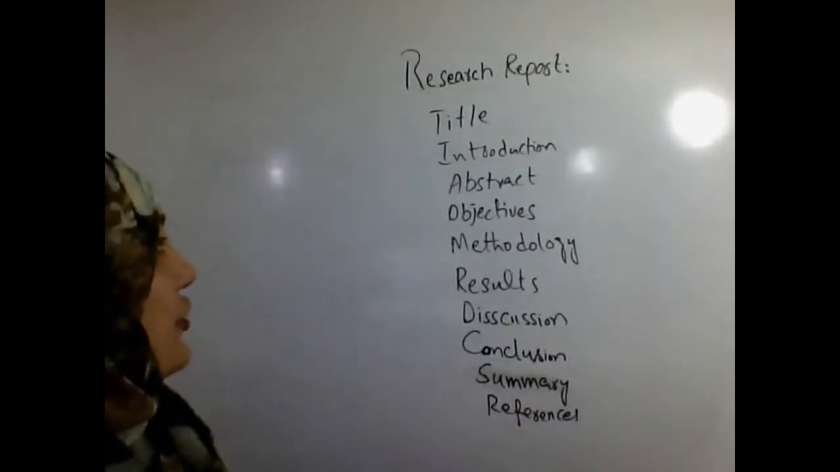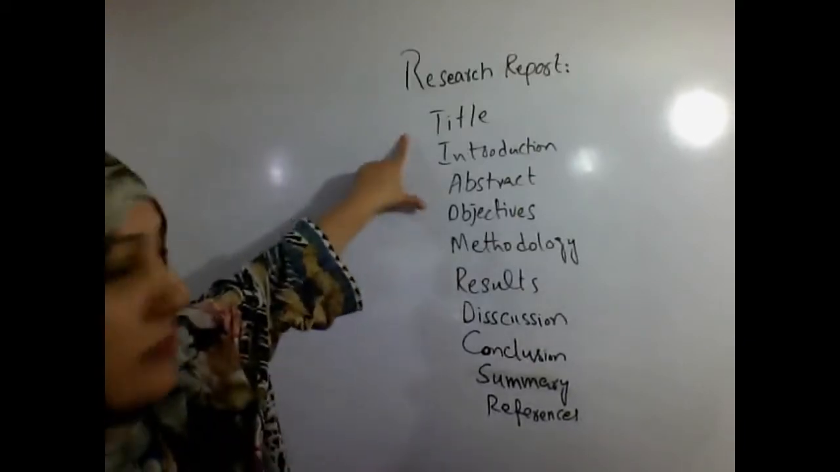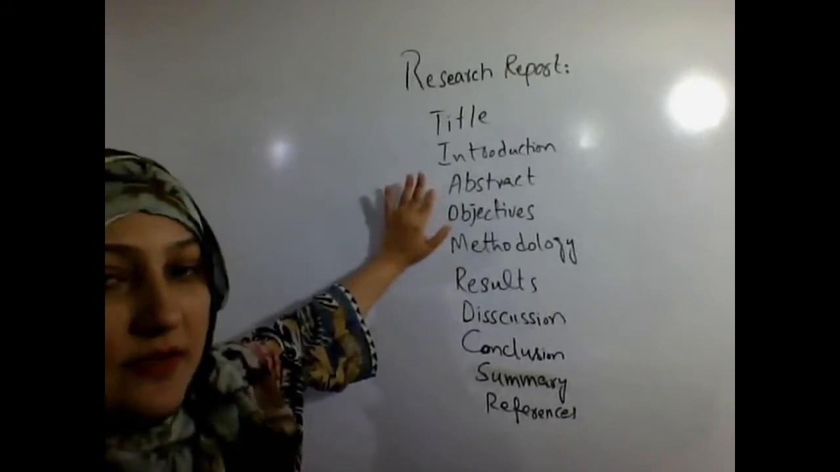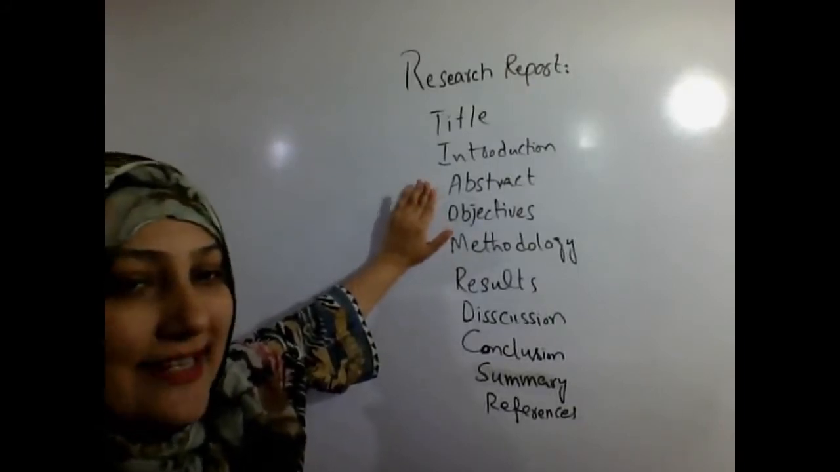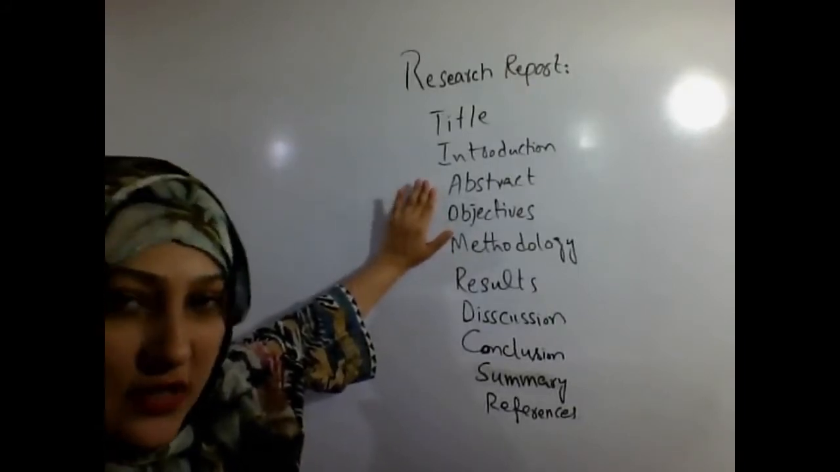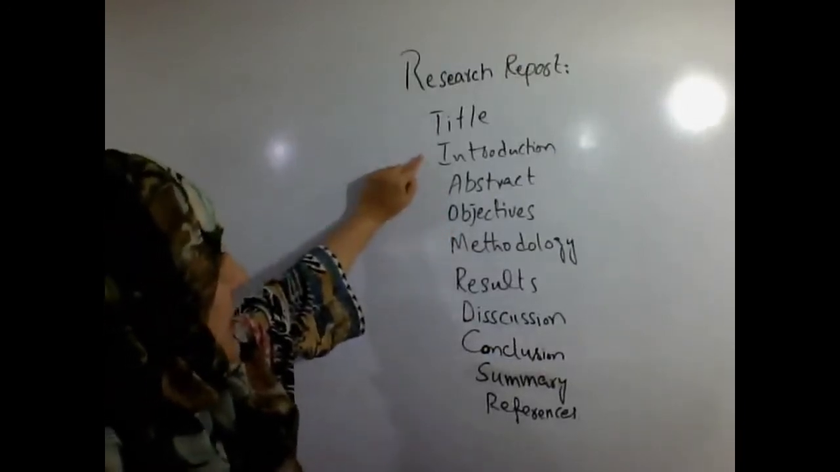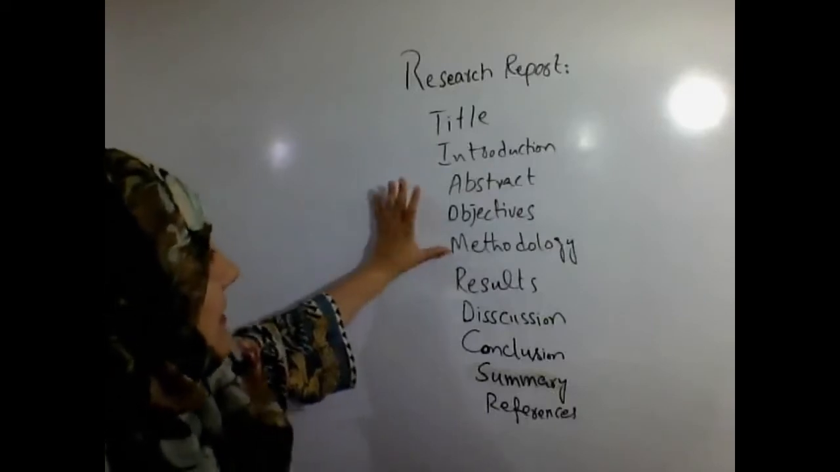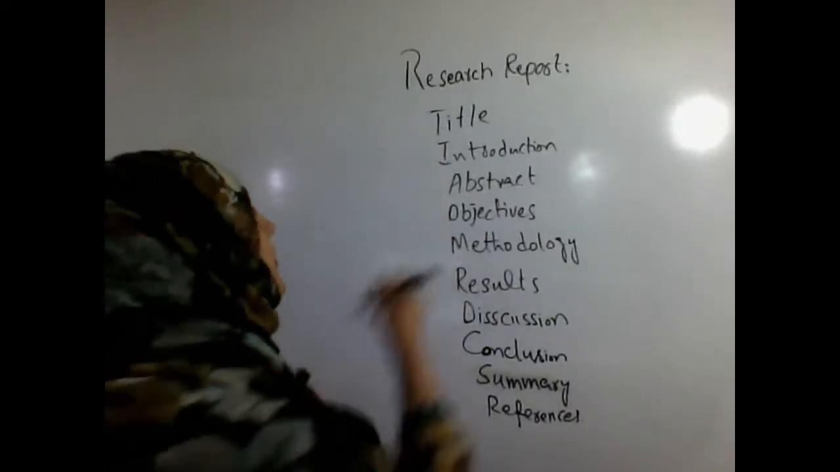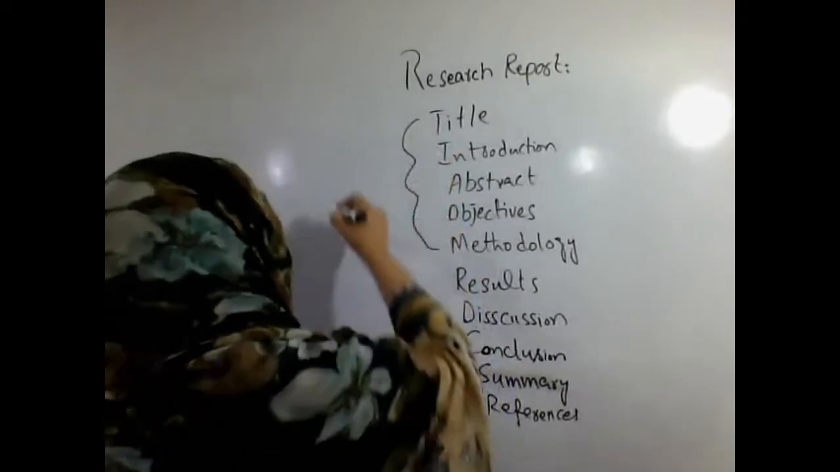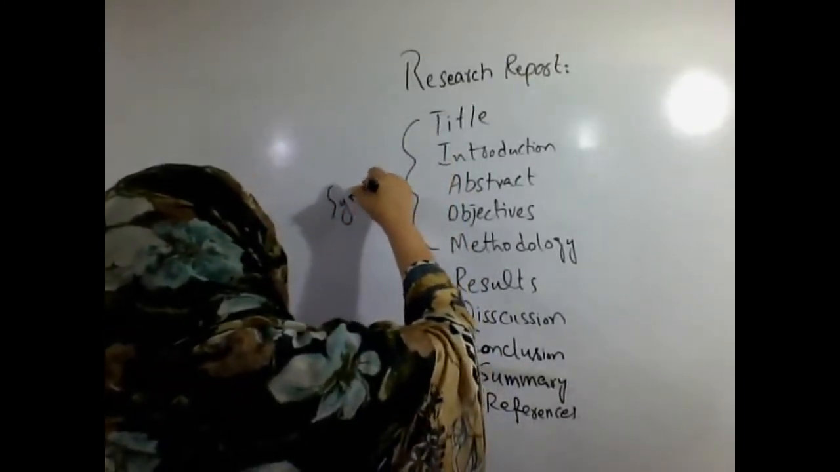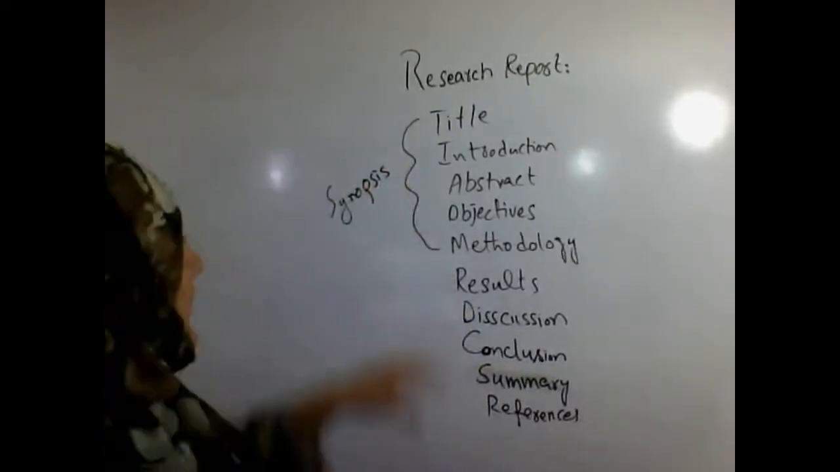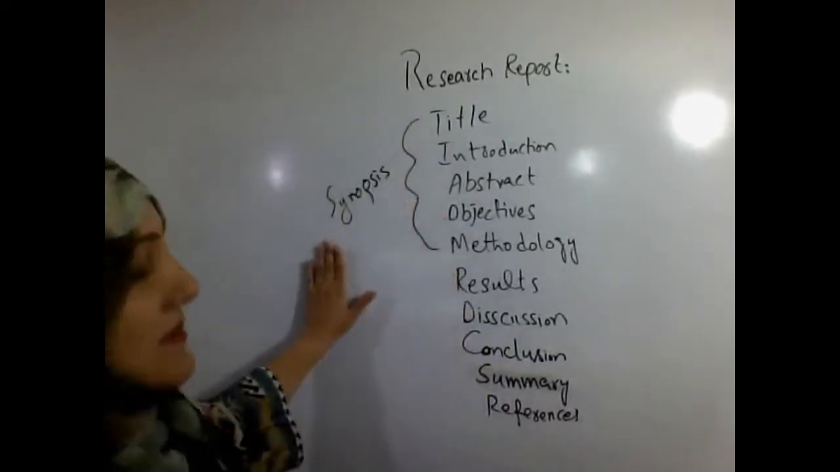In your research report, you have to give a title to your research report. Then you have to give the abstract, which is written at the end, after the complete research report has been written. Then the introduction, then the objectives, and then the methodology. All these components are similar to the synopsis, which you have learned earlier.